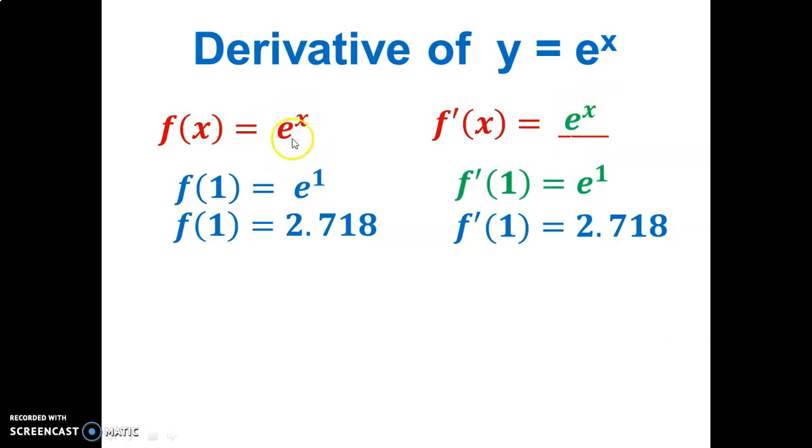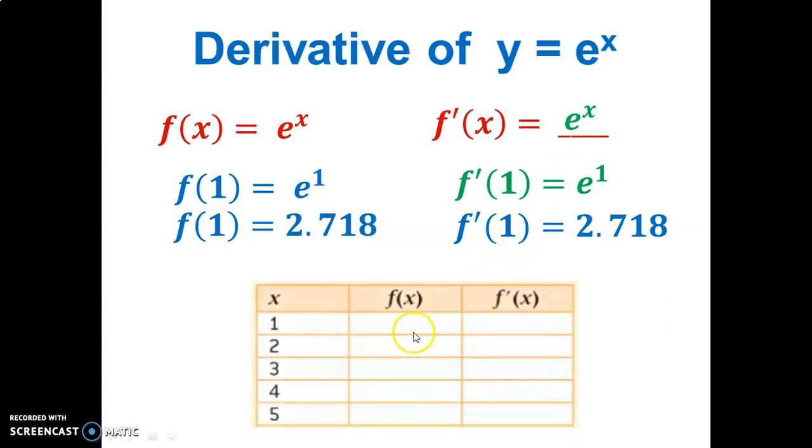It must be identical to the original, because if putting 1 into both functions produces the same number, that means both functions, the original and the derivative, must be the same. So here is the derivative of e to the x. This is very special, clearly, because there is no other function like it, where when you take the derivative, you get the same function. All right, no other functions are like that.